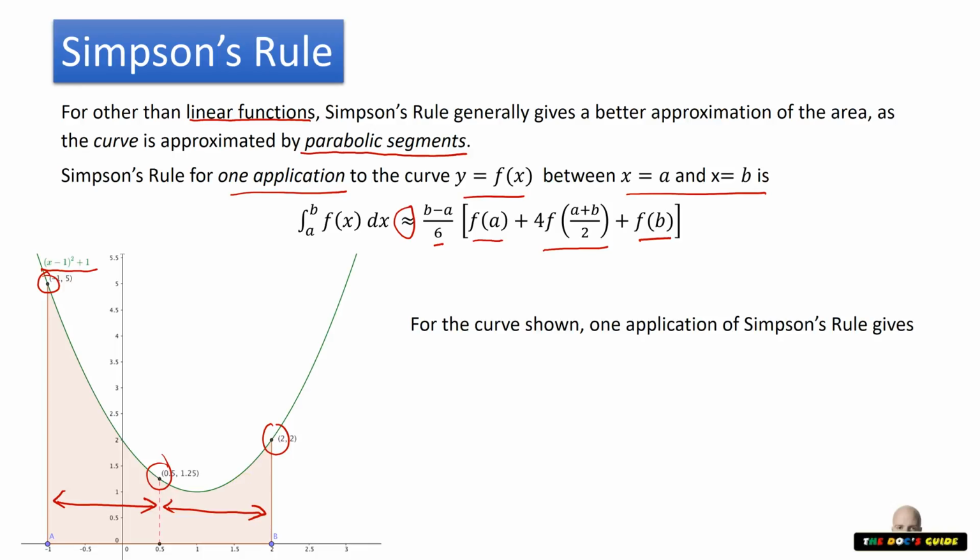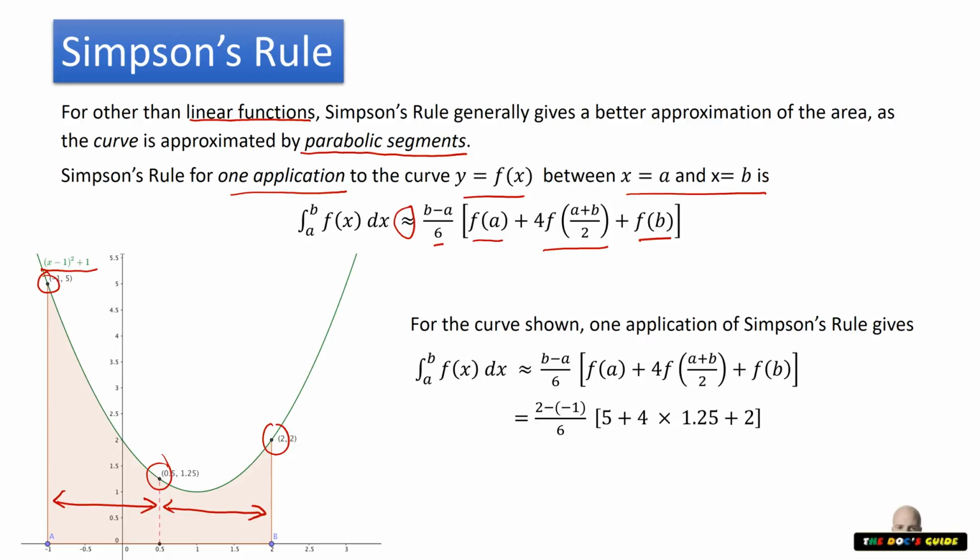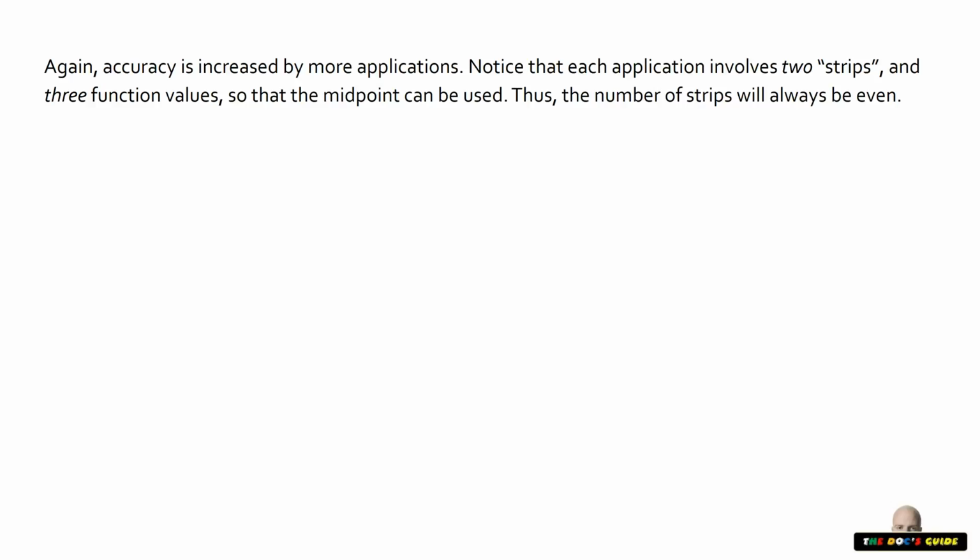So for this particular curve, one application of Simpson's Rule gives us, and it's always worth writing the formula down, the distance between 2 and minus 1, so that's 3 units over 6, function of one end, function of the other, and 4 times the function of the midpoint, which gives us 6 square units as the approximation of the area. Now, as with the trapezoidal rule, accuracy is increased by more applications. And as I said before, each application has 2 strips and 3 function values, so that one of those function values is the midpoint. And therefore, we'll always have an even number of strips.